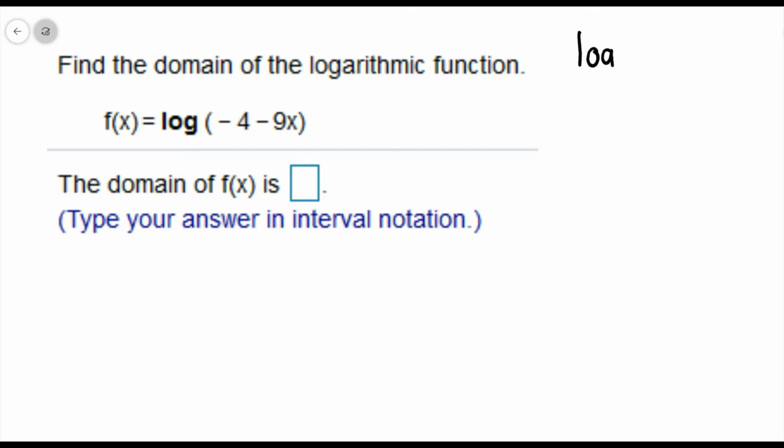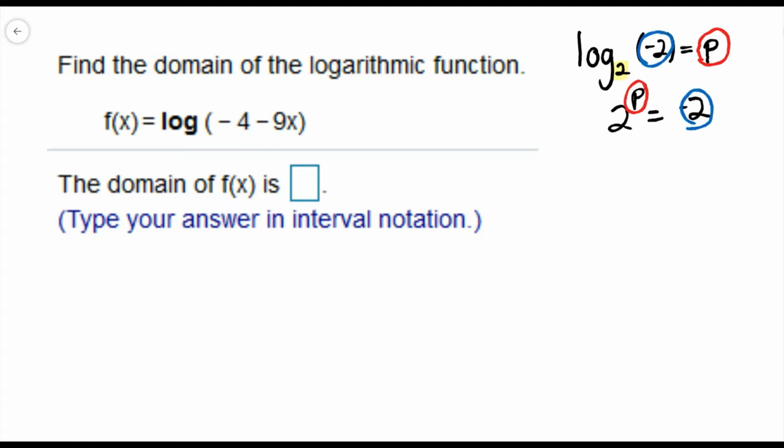Let's say I tried to find the log base 2 of -2. I'm not sure what this is going to equal, so I say it's equal to p, and then I'm going to rewrite this as an exponential. I've got a base of 2, so my exponent would have a base of 2. The log always equals the exponent, so I have an exponent of p, and then this exponential is going to equal what's inside the log. So -2 is inside the log, that's what my exponential equals.